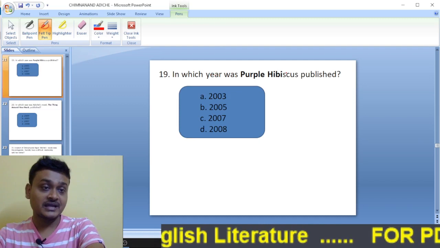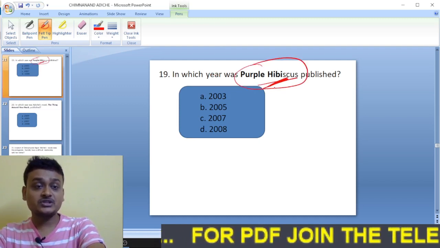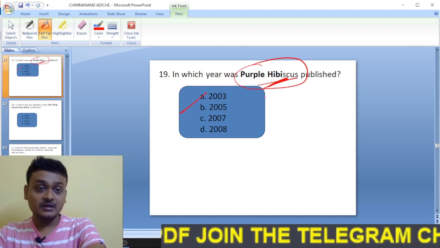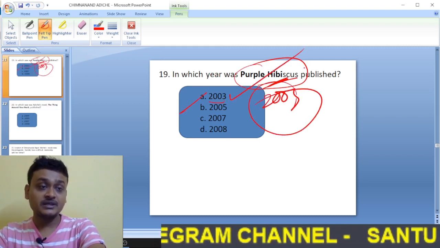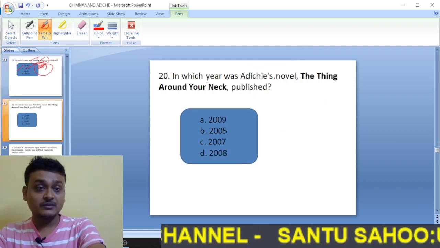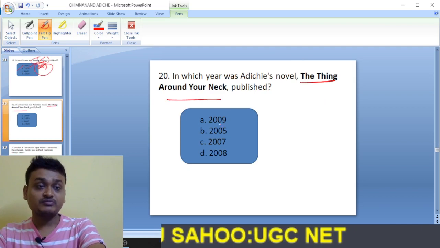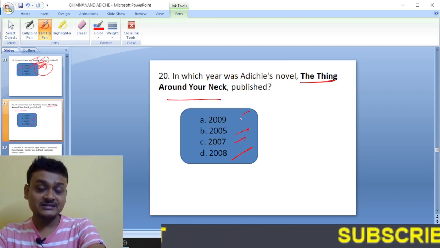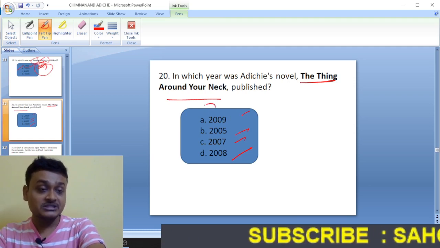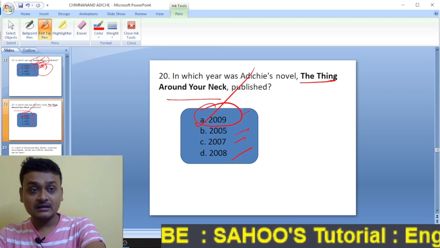And here is question number 19. In which year was Purple Hibiscus published? Purple Hibiscus was published in the year 2003. This is the debut novel. Next question. In which year was Adichie's novel The Thing Around Your Neck published? The Thing Around Your Neck was published in 2009. It is the story of Ada, and it was published in the year 2009.